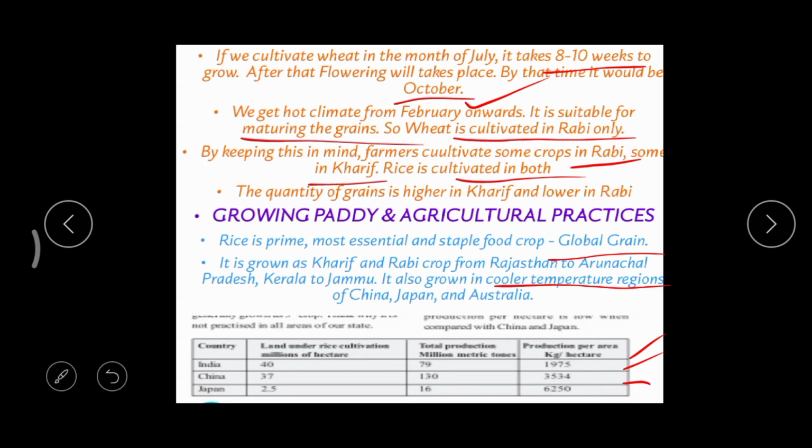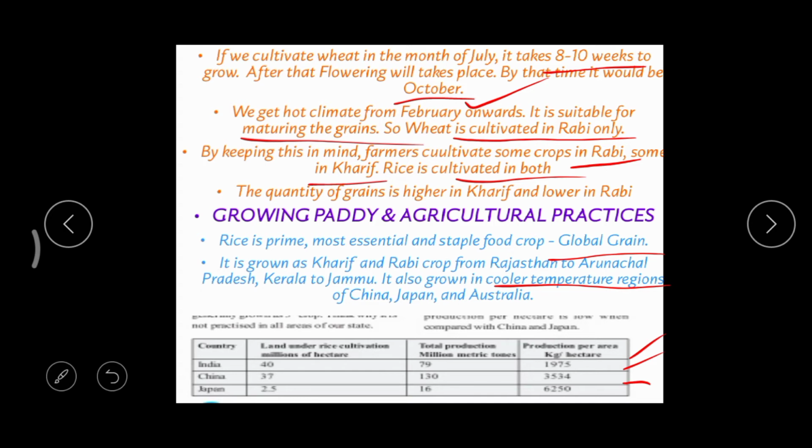So what is the reason? In Japan, the farmers use very advanced techniques, and it's completely mechanized. They use different types of machines. But what about our country? In our country, most of the farmers are still using the old and traditional methods, and that's why we are not able to get more and more production.